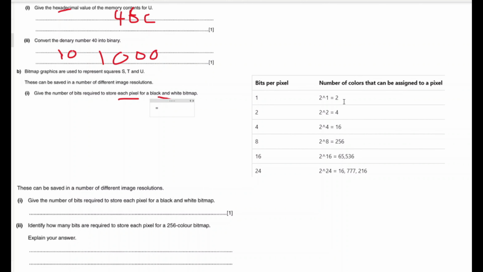Okay, so I have to estimate what my power should be so that I get this number of colors. If they are asking for 4 colors, I will use 2 raised to power 2 so that I can get 4 colors. If they are asking for 2 colors, I will use 2 raised to power 1 so that I get the total number of colors equal to 2. Okay, so how many bits have I used for this power n? 1 bit. Okay, so my answer will be 1 bit.